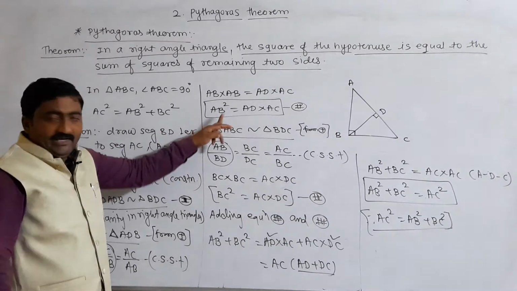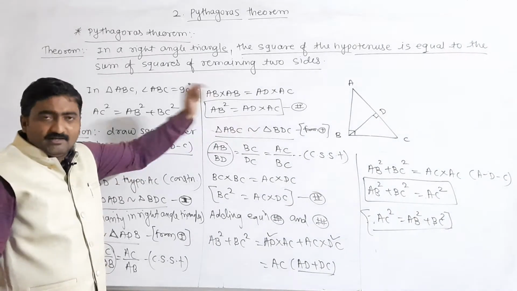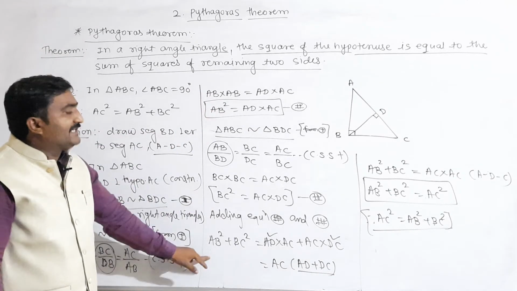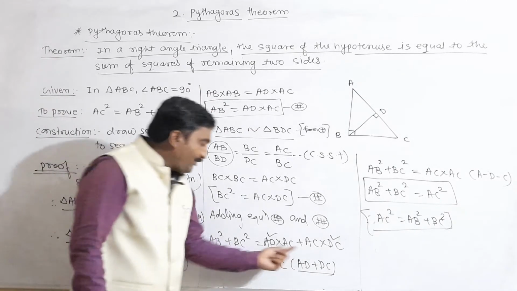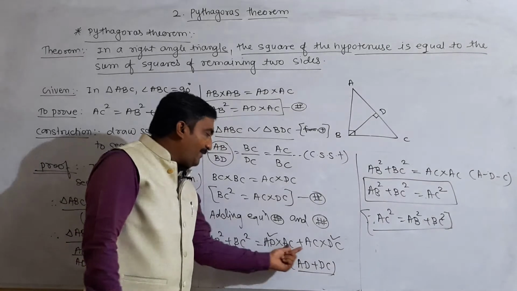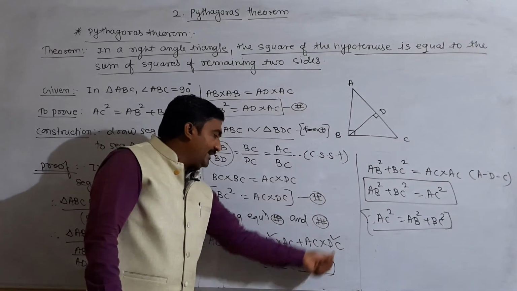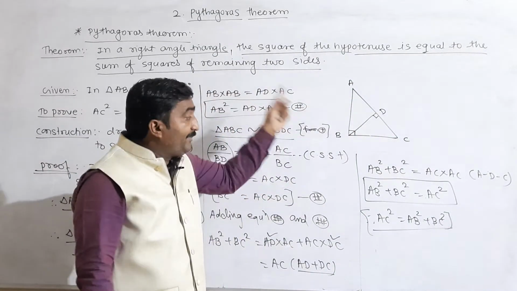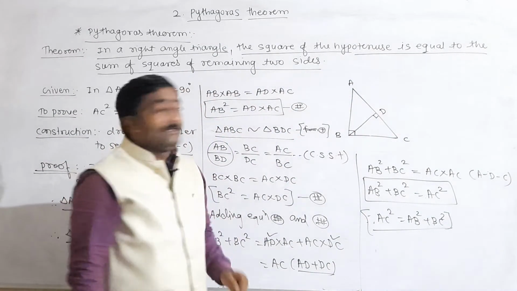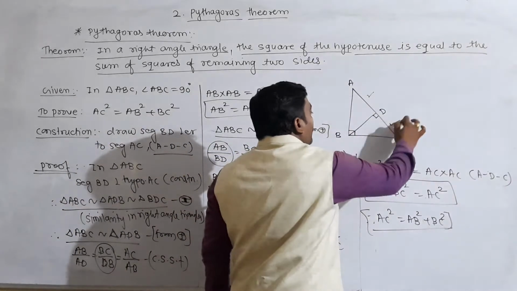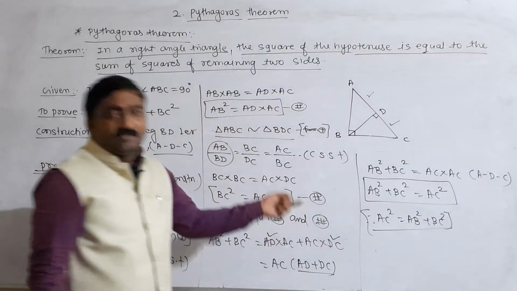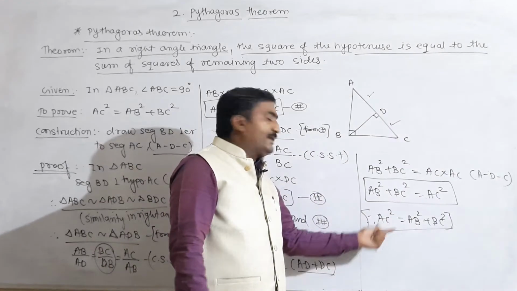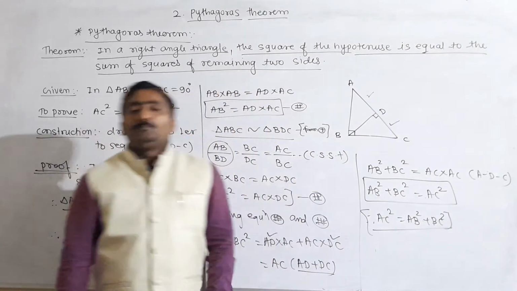Second equation AB square is equal to AD into AC, so we get these two equations. And by adding these two equations, this is very important, by taking AC as common, here AD and here DC. AD plus DC goes to AC. It means ADC are collinear. If we add AD and DC, we get AC. AC into AC, AC square. And this is the proof. AC square is equal to AB square plus BC square.